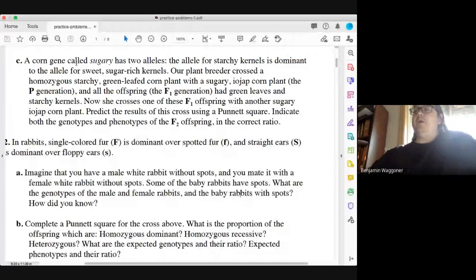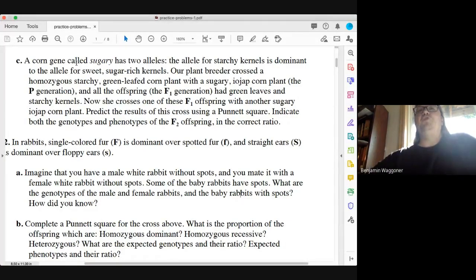Which looks like this. Okay, that first part was really easy, but in 1C, what we have to do is a cross that involves looking at 2 genes, each with 2 alleles. It turns out that a corn gene called sugary has 2 alleles. One allele, the kernels are starchy. Corn like that you'd probably want for making cornmeal or something like that. And the allele for starchy kernels is dominant to the allele for sugar-rich sweet kernels, which is what you'd probably want if you're growing corn for eating fresh.